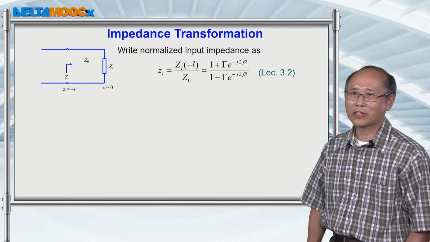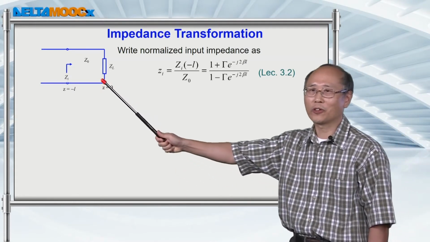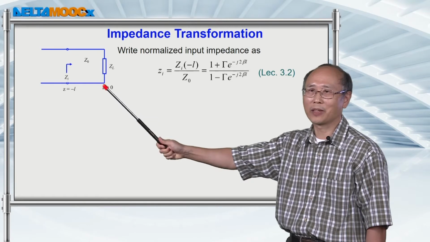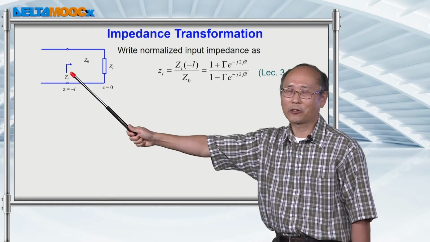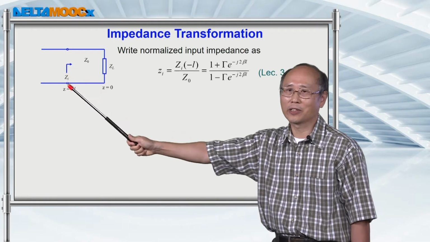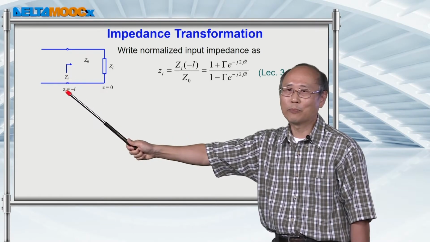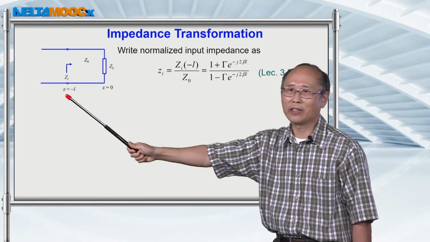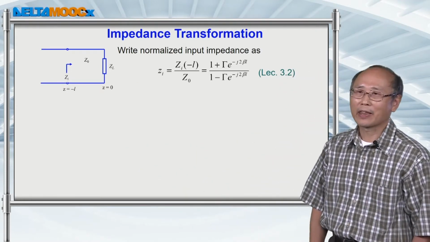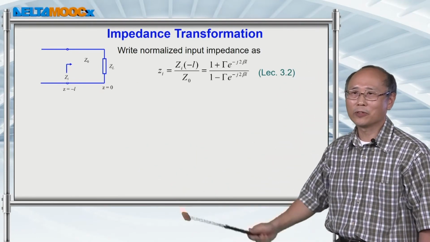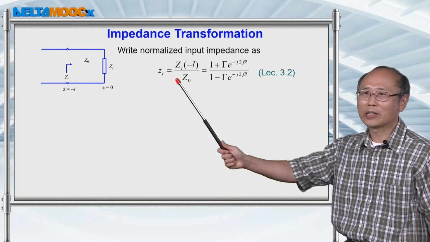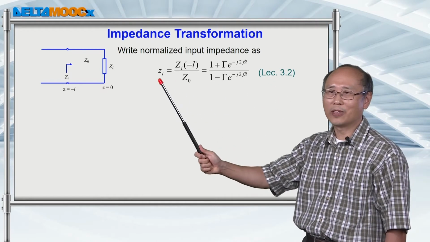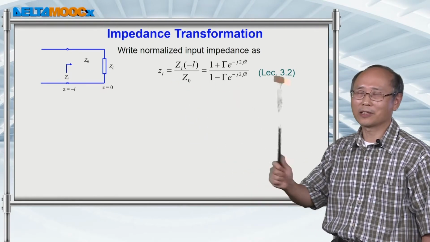And in the last session, we determined the reflection coefficient right at this point. But now, if we want to know the characteristics of the line at this location, we need to find out the input impedance at z equal to minus L. And if you review a little bit, in lecture 3.2, we derived the input impedance to be like this.